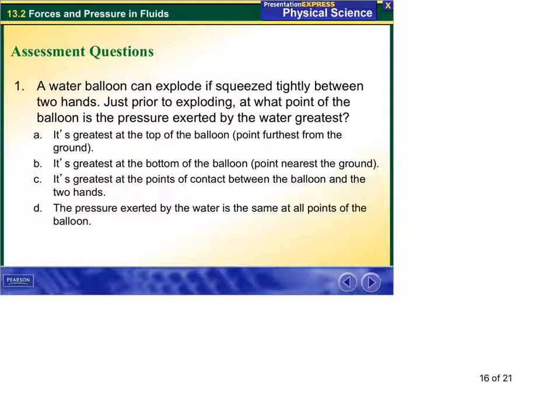A few quick questions. A water balloon can explode if squeezed tightly between two hands. Just prior to exploding, at what point of the balloon is the pressure exerted by the water the greatest? It's greatest at the top of the balloon, farthest away from the ground. And that would be because the outside pressure there is smaller.